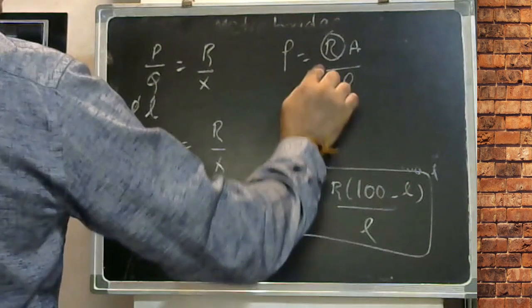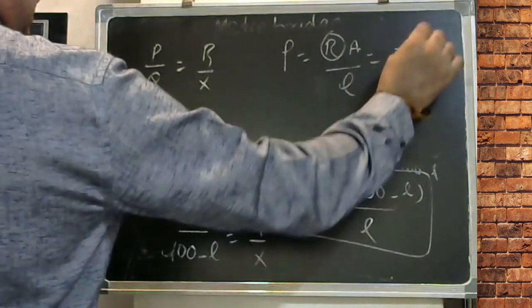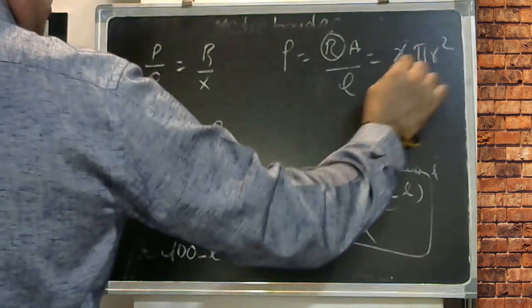R is what I don't know. R is your X now. I already found out X now. Area is pi r square. You can find it using your screw gauge.